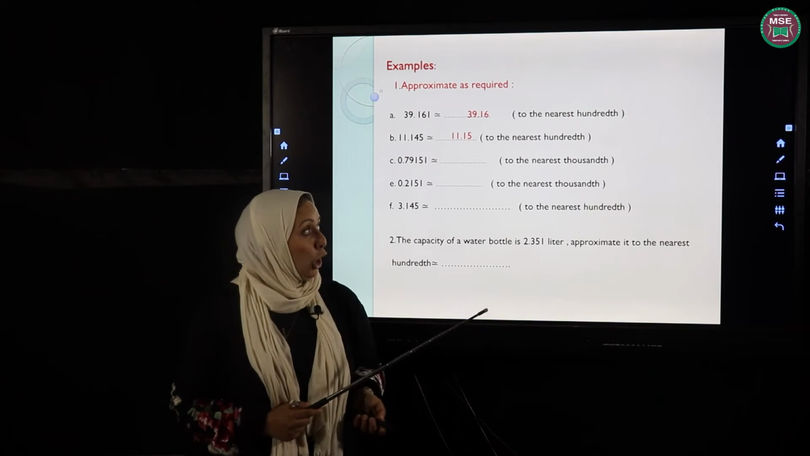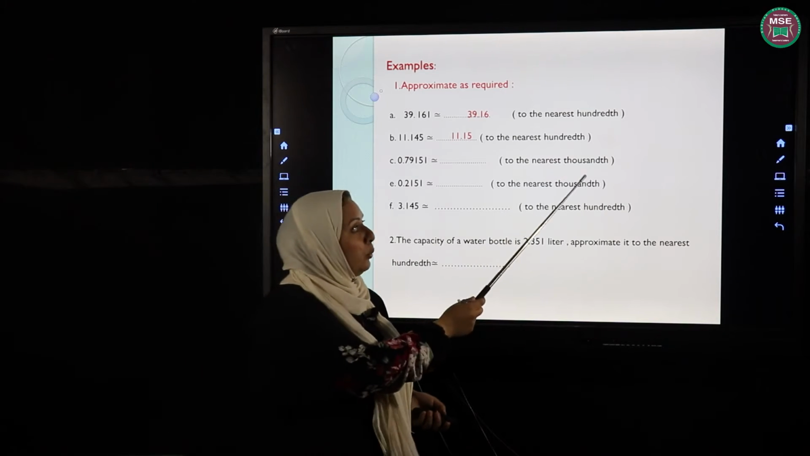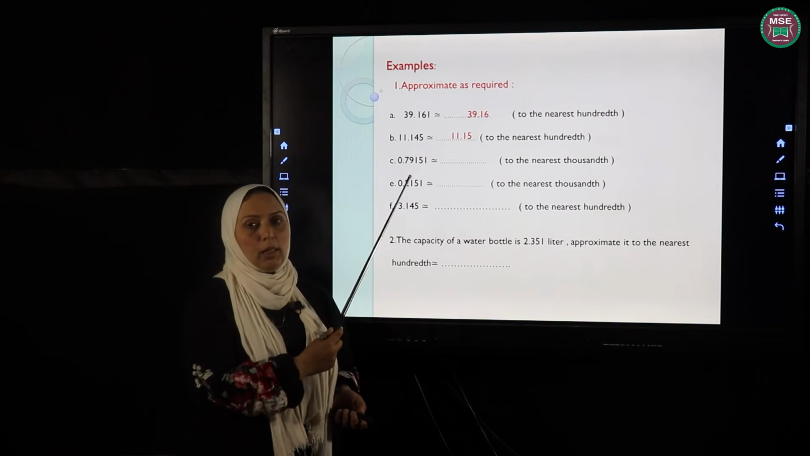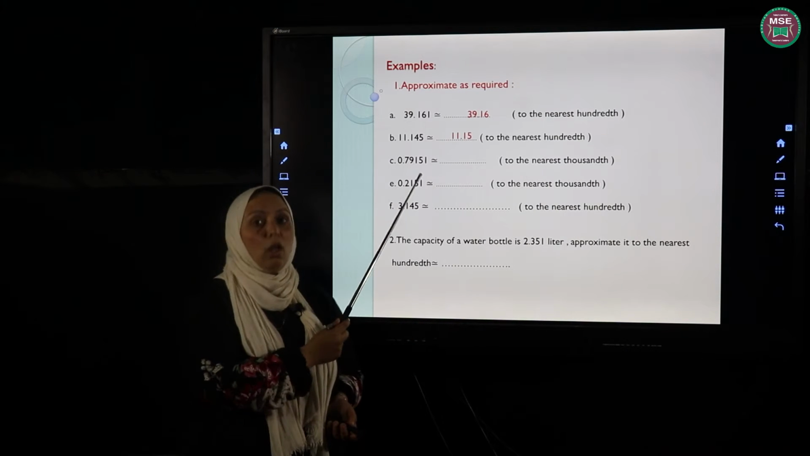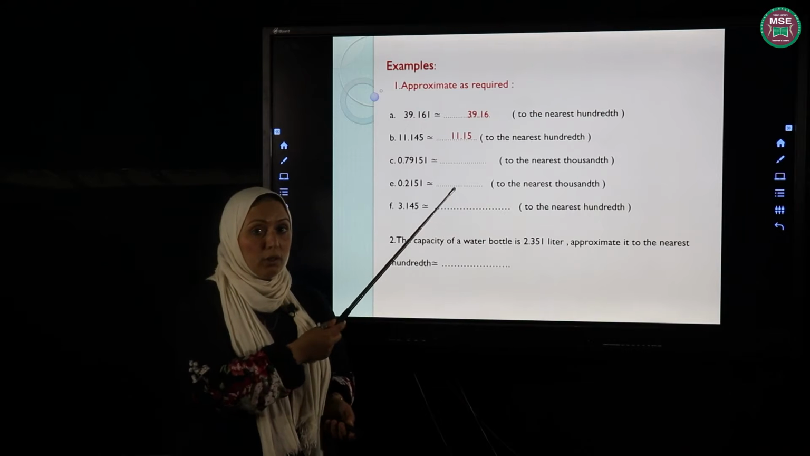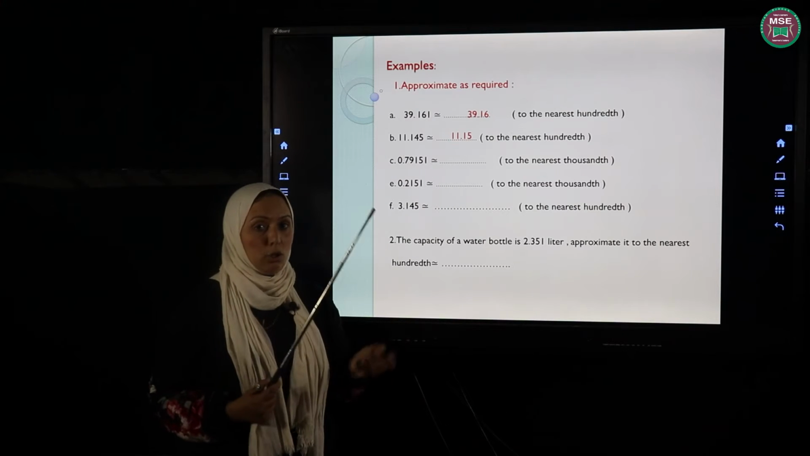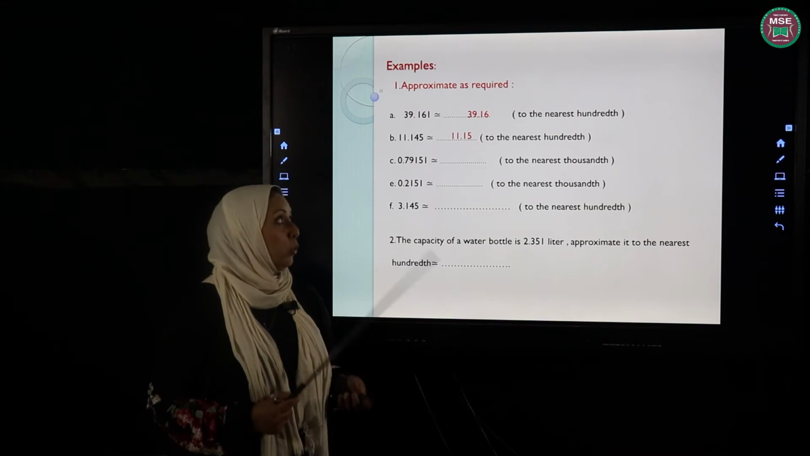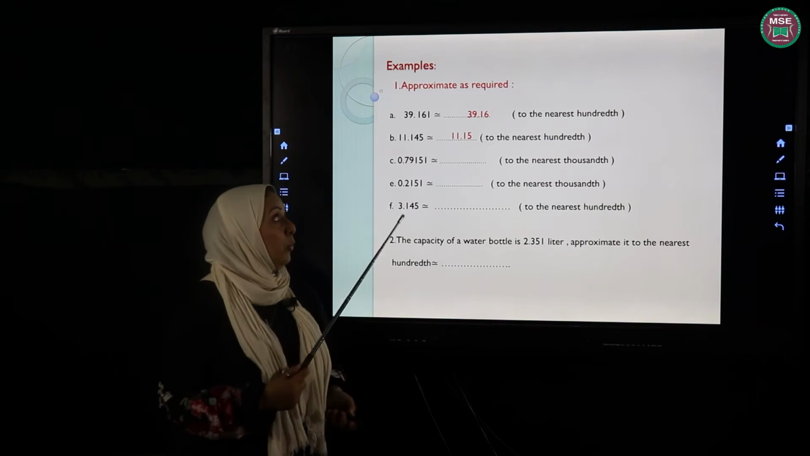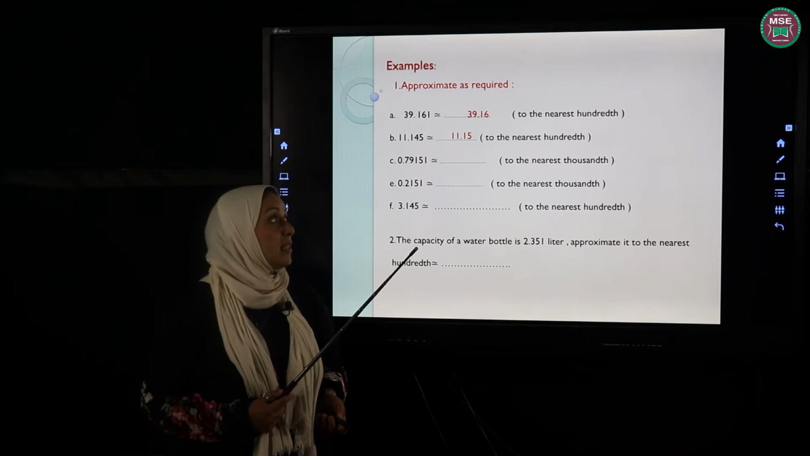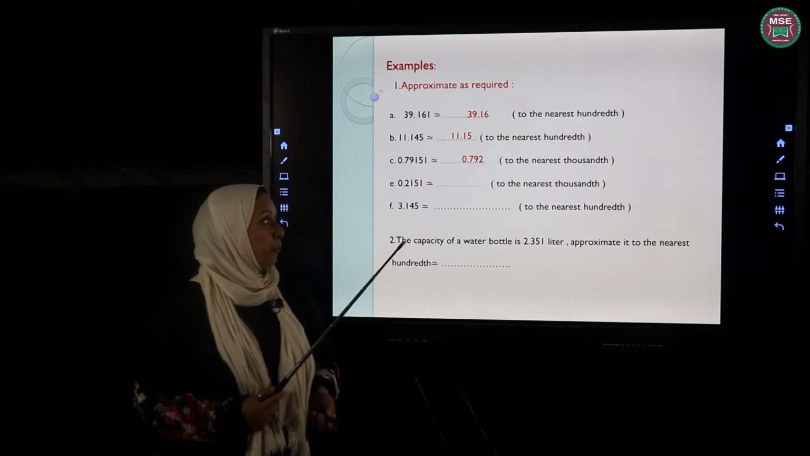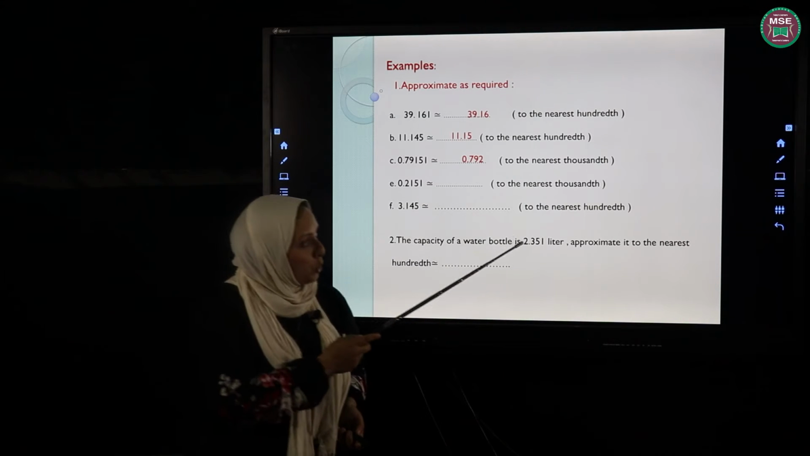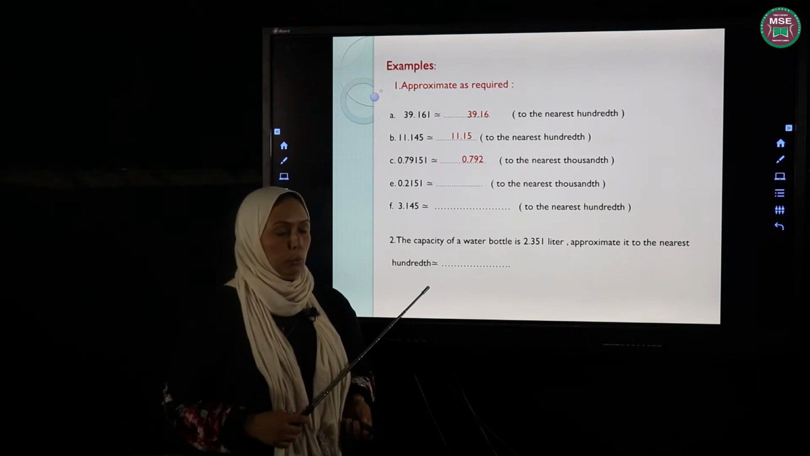The next, to the nearest thousandth. Okay, where is the thousandth here? The thousandth here is 1. And the number after the 1 is 5. 5 is strong, so it will give 1, so the answer will be 0.792. Next, approximate to the nearest thousandth also.